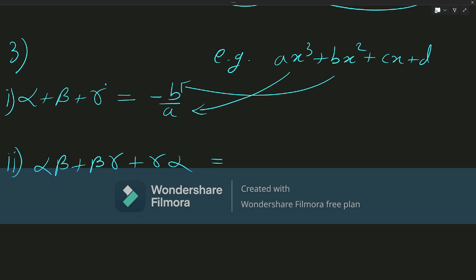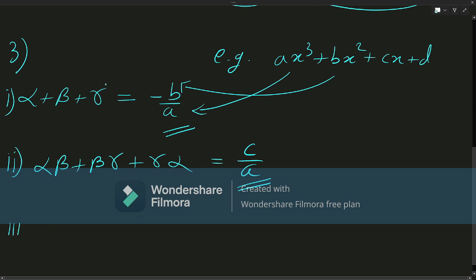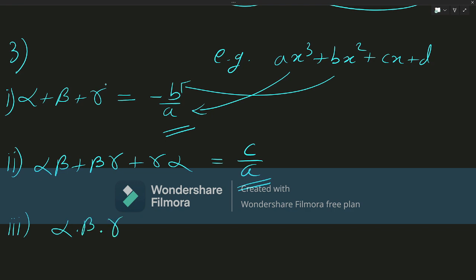That's all. Now the formula is the same: c upon a, c upon a minus b upon a. So there's nothing to learn here. Now only the third formula, just keep it in mind: alpha into beta into gamma. Now these two are not equal. Here we are directly multiplying alpha, beta, gamma. In the second one, it was alpha into beta plus beta into gamma plus alpha into gamma, or gamma into alpha, like that. Here, we're just multiplying them.